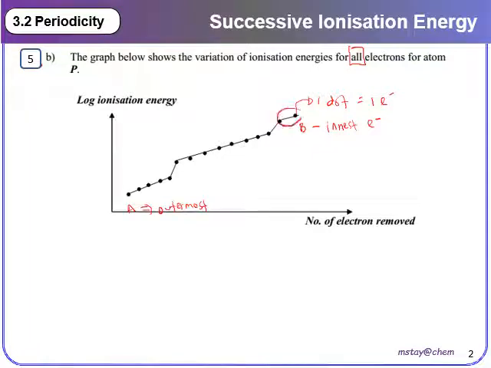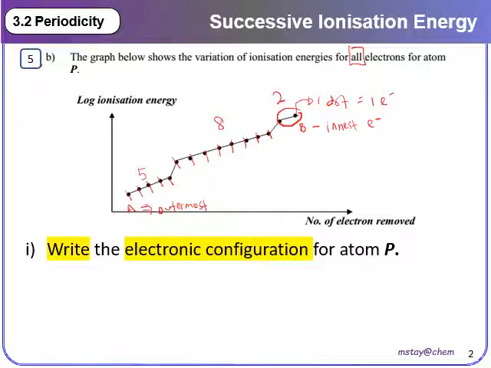Now I will give the idea. In the first shell, we have 2 electrons because we have 2 dots. When there is a sudden increase, it means the electron is from the next shell. So here we have 1, 2, 3, 4, 5, 6, 7, 8, so the second shell has 8 electrons. And then in the third shell we have 1, 2, 3, 4, 5, so 5 electrons in the third shell.